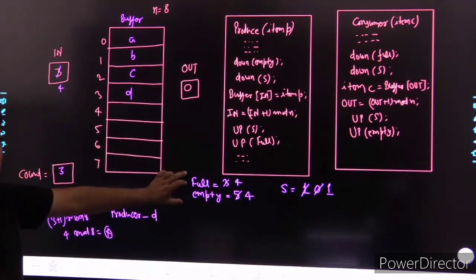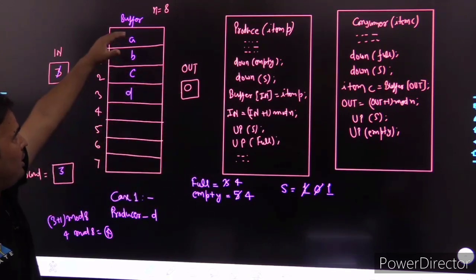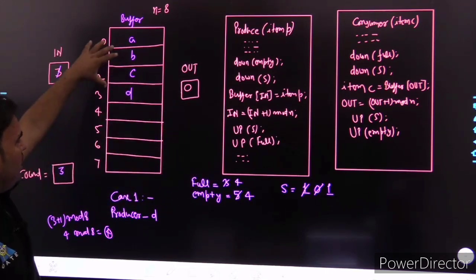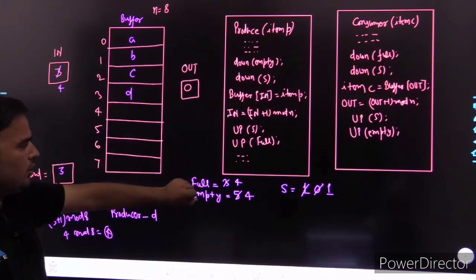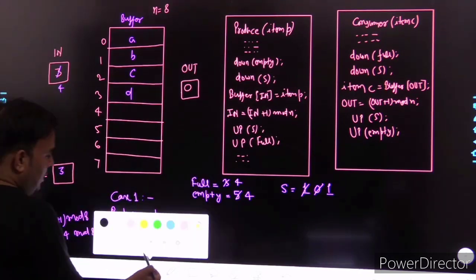So at this point, after producing the item, you can check what is the total size of the buffer: 8. And full slots are 4. Empty slots are 4. So 4 plus 4 is 8. Consistent. Okay, there is consistency.